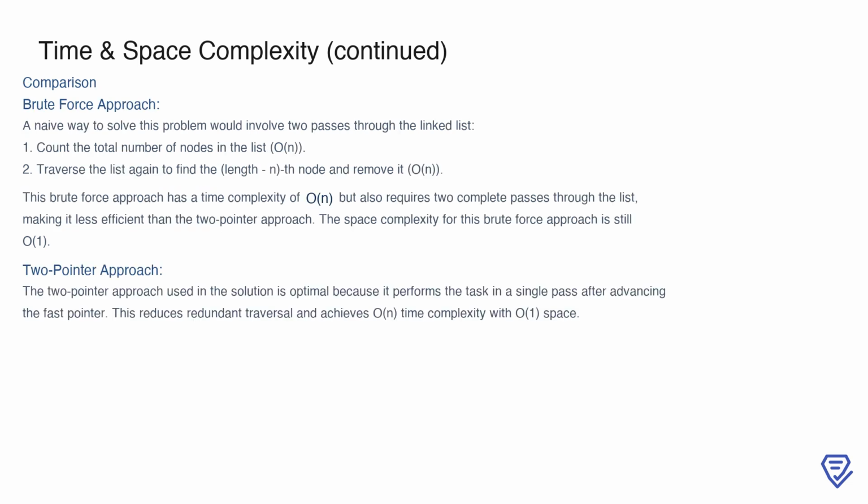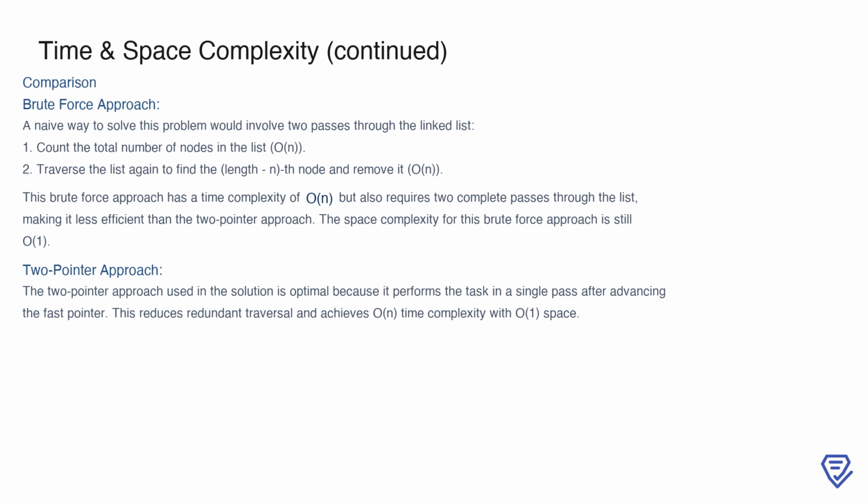To better understand the efficiency of the two-pointer approach, let's compare it to a brute force method. The naive approach involves two separate passes through the linked list. First, we count the total number of nodes, which takes O(n) time. Then, we traverse the list again to locate and remove the desired node, which also takes O(n).